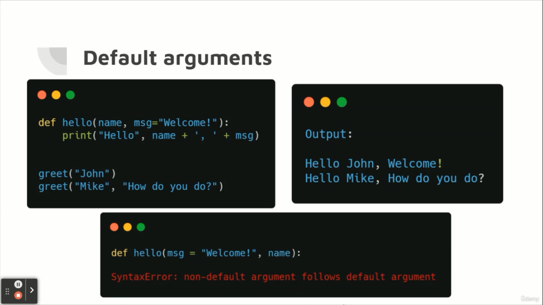Any number of arguments in function can have default value. But once we have default argument, all arguments to its right must also have default values. So non-default arguments cannot follow default arguments. For example, if we had defined the function header as on the third image, we would get error.